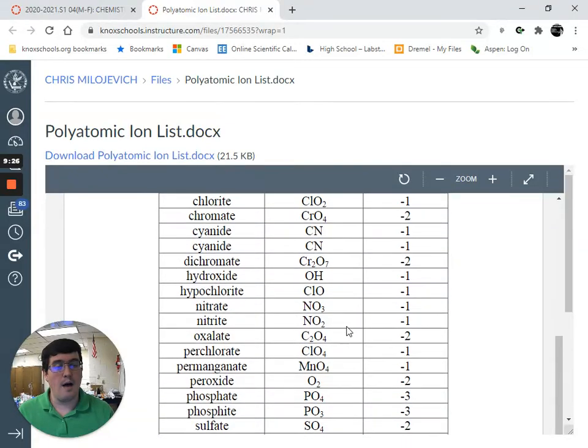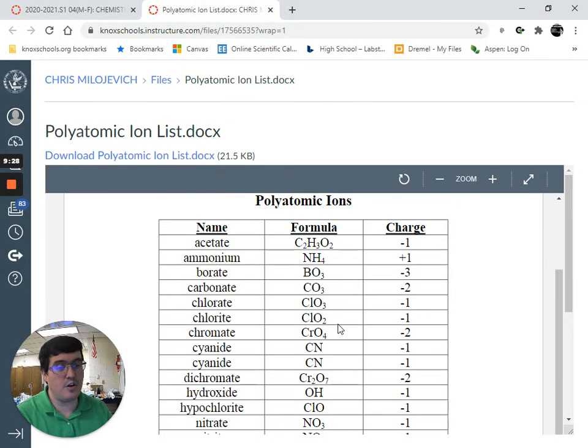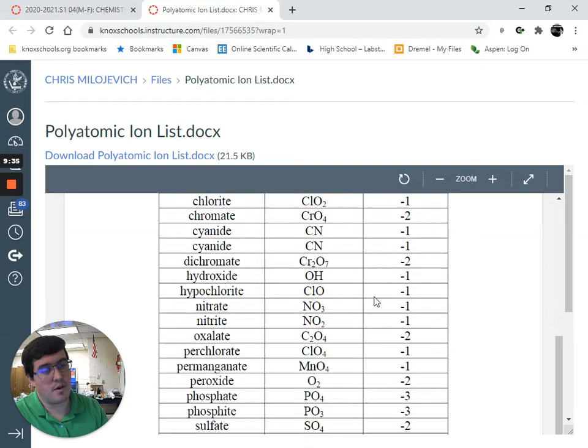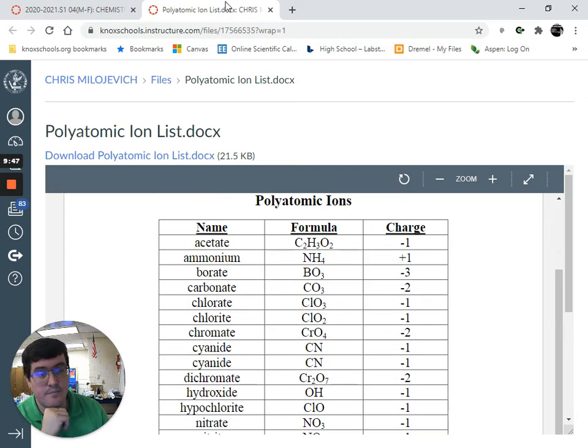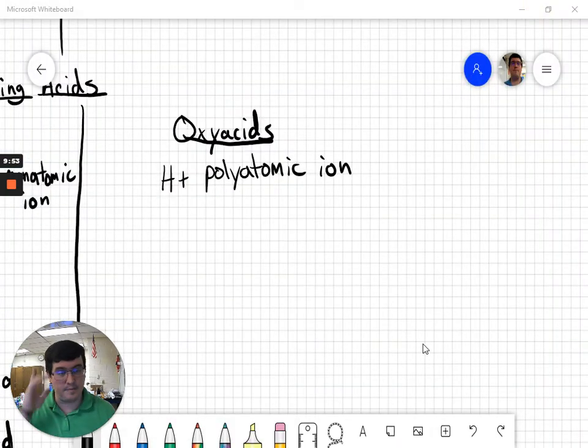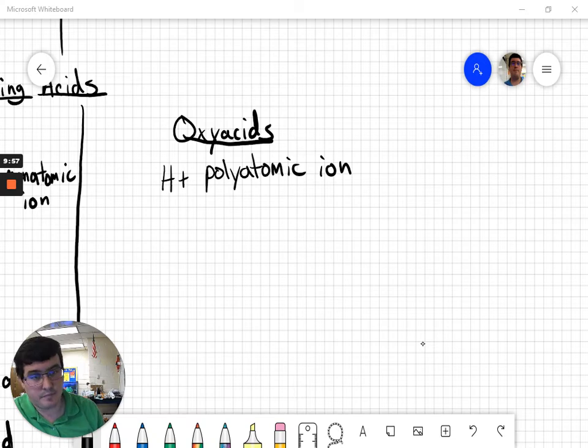All right. So there's the list of polyatomic ions, and you notice the vast majority of them have oxygen in them, the exception being cyanide, which is in here twice. Especially the negative ones, they all have oxygen in them. And the other thing to notice is they all end in ATE or ITE. So what we're going to do is treat them as 2 different ones: H plus polyatomic ion.